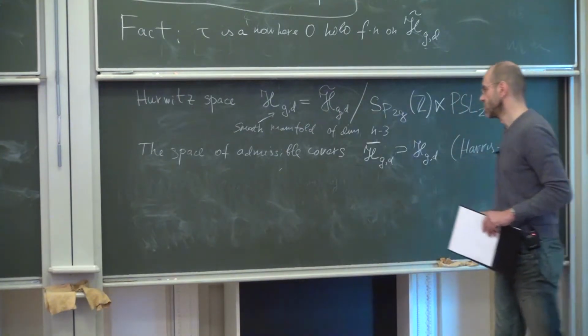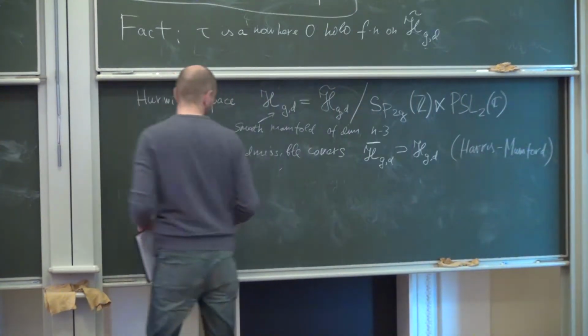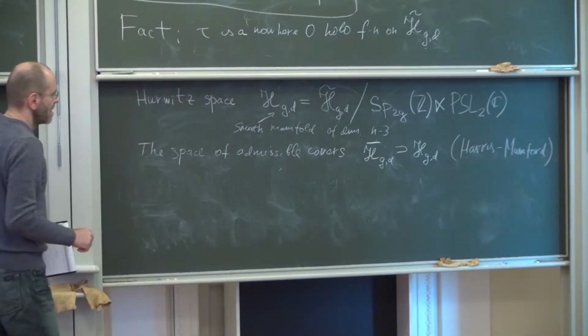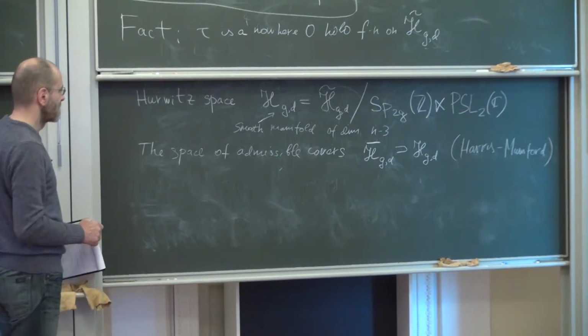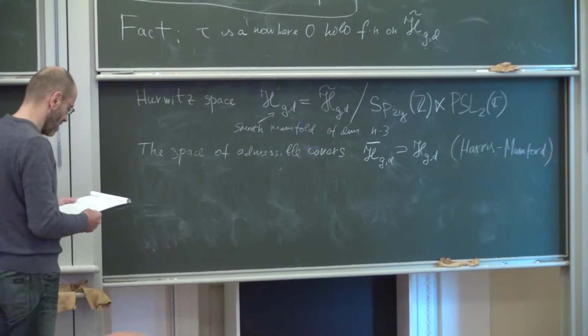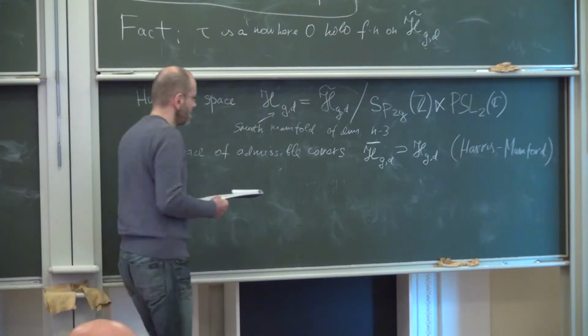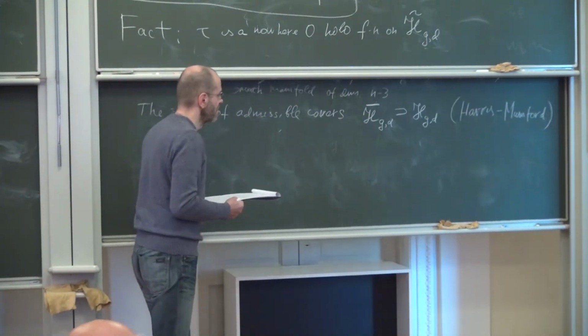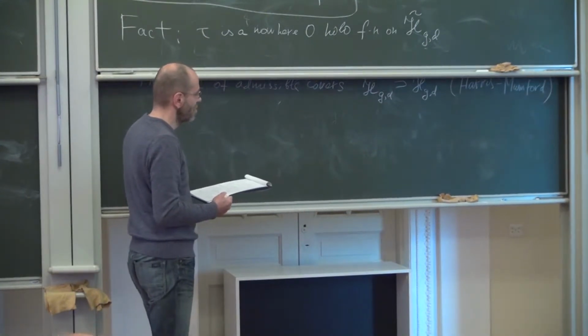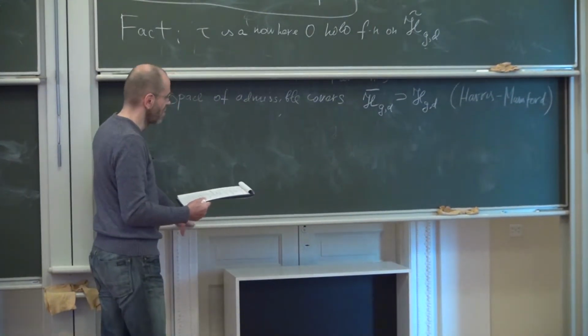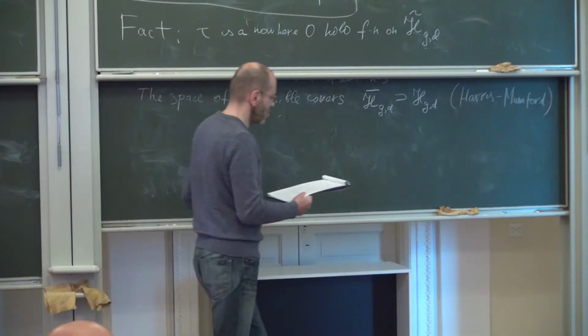In their work on the quadratic dimension of the modular space of curves. So how does this compactification by admissible covers look like? Admissible covers are covers of nodal curves by nodal curves. So now we allow nodes.